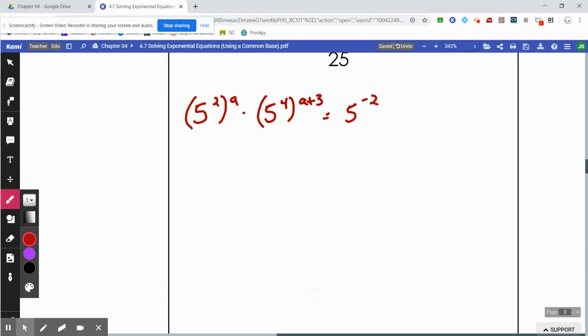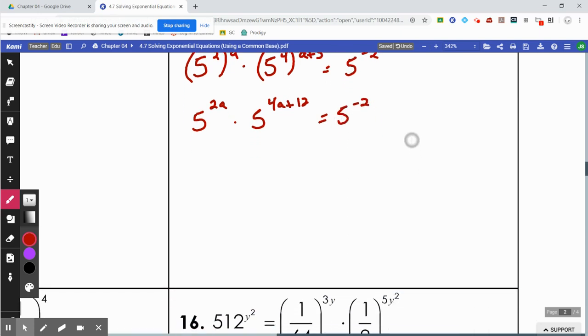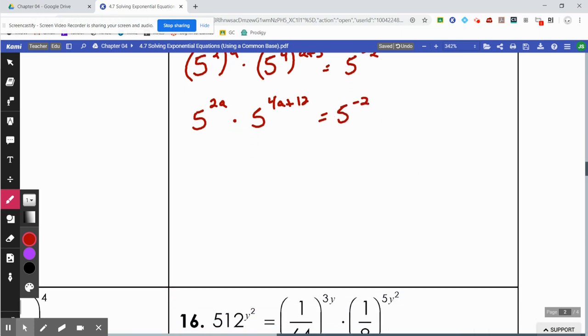So now let's do our powers to powers. That'd be 5 to the 2a times 5 to the 4a plus 12 equals 5 to the negative 2. To multiply like bases, we're going to add our exponents. That'd be 5 to the 6a plus 12 equals 5 to the negative 2.